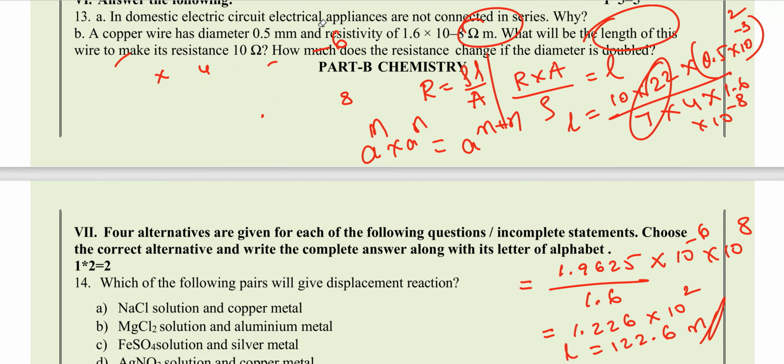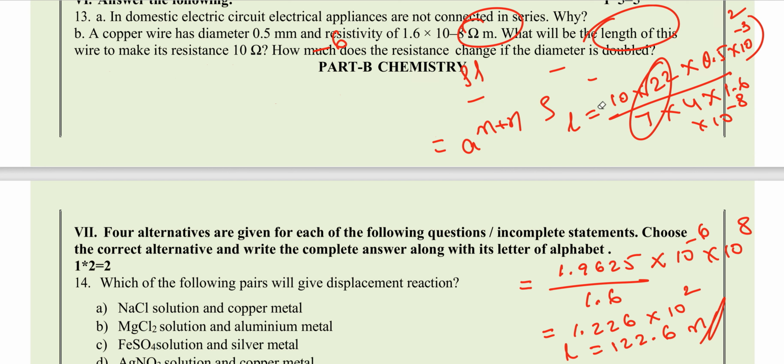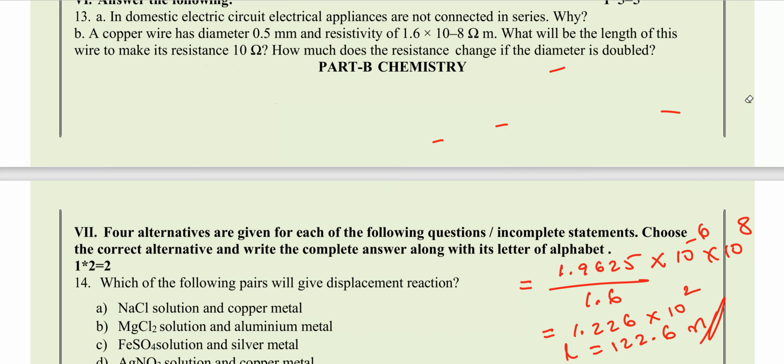If the diameter is doubled, then the new diameter will be, next line write, d dash means new diameter, d dash equals 2 into 0.5, that is equal to 1 mm, correct? Diameter is being doubled, it was 0.5 mm earlier. Keep it in mm first, double it first, and convert to meters later. Then it becomes 2 into 0.5, which is 1 mm.